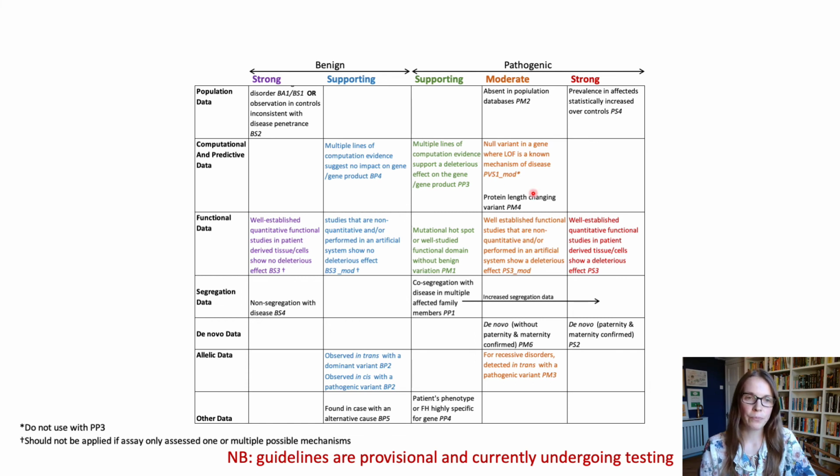And as another example, you can see that we have functional data here twice. So we separate functional data for whether it's quantitative in patient-derived tissue and cells, or whether it's non-quantitative and or performed entirely in an artificial system, which has lower evidence towards pathogenicity. And just to clarify here that this is very provisional, because as I said, these variant guidelines are still undergoing testing. But hopefully they will be out over the next month or two when that process has concluded.